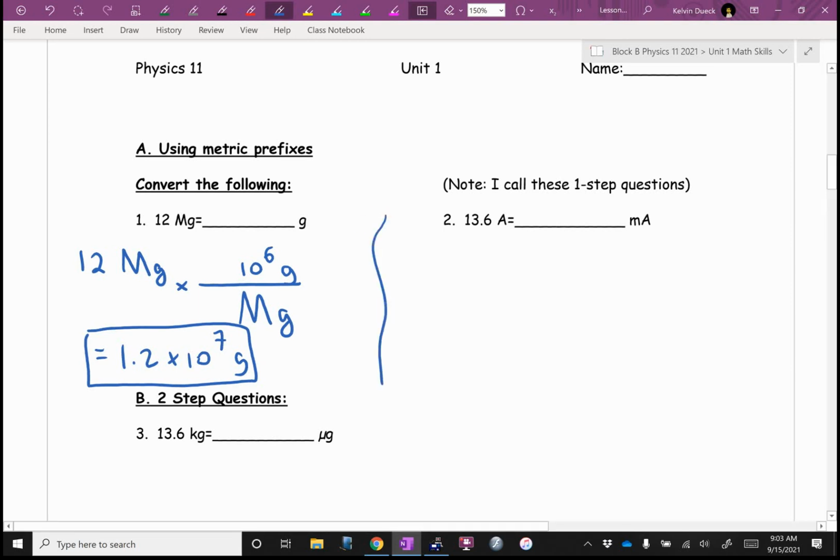Number 2, convert 13.6 amps to milliamps. Okay. Anybody want to guess what I'm going to do first?